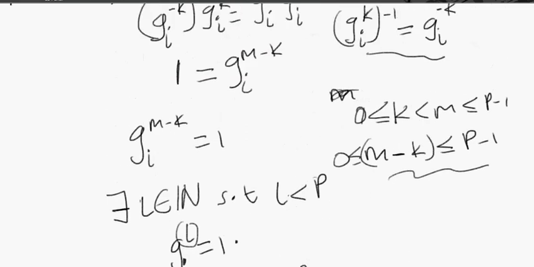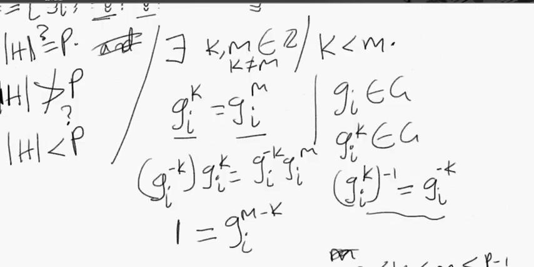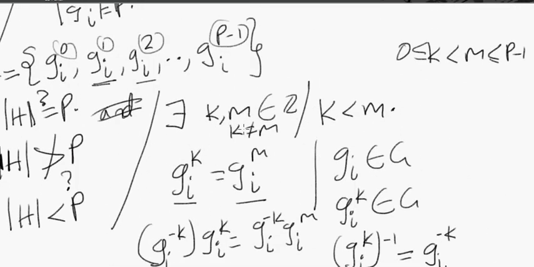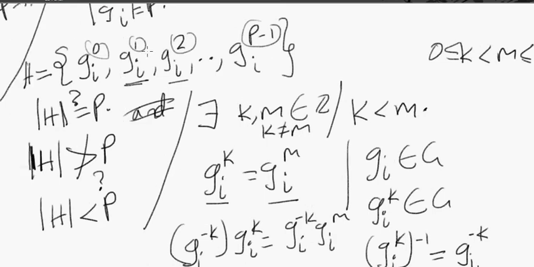So what are we saying here? Are we saying that if k does not equal m, that is, if we look at our set H, if we picked any two different powers from 0 all the way to p minus 1, then the elements g sub i raised to those powers will not be the same.